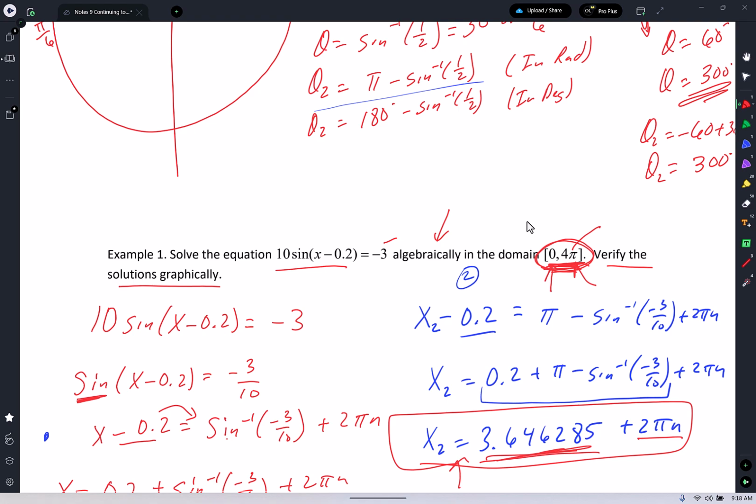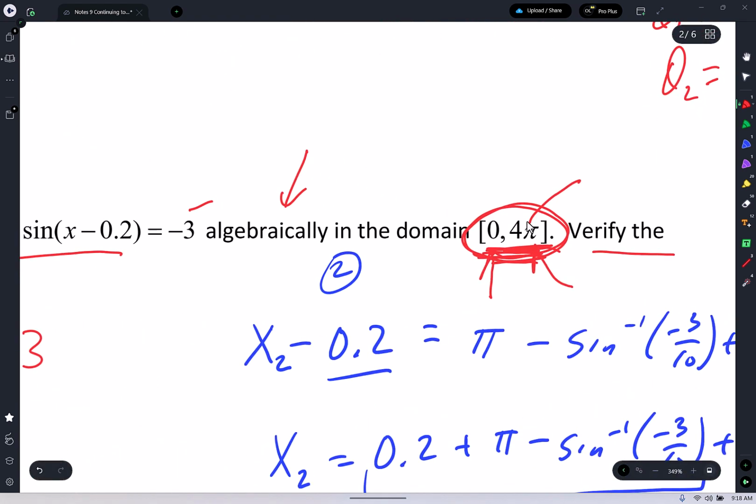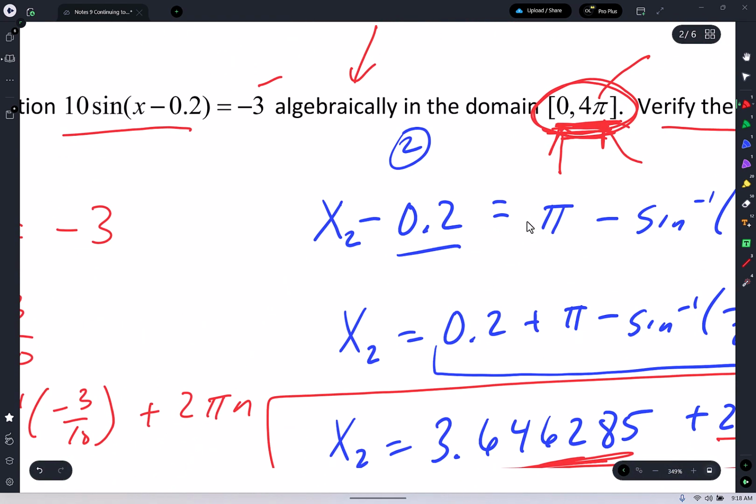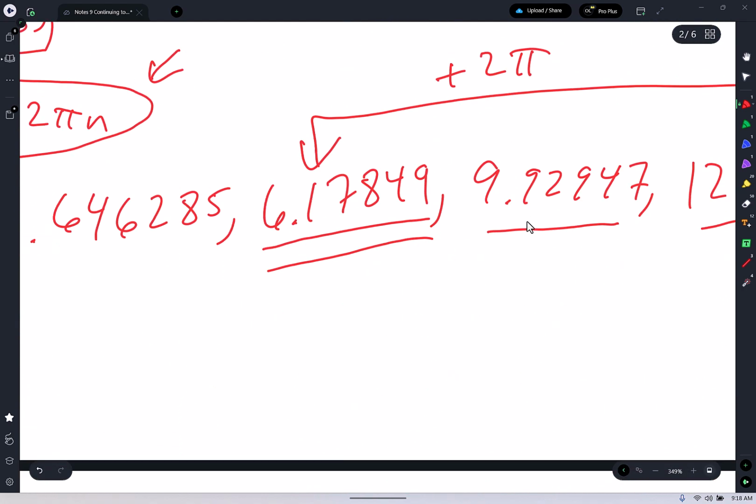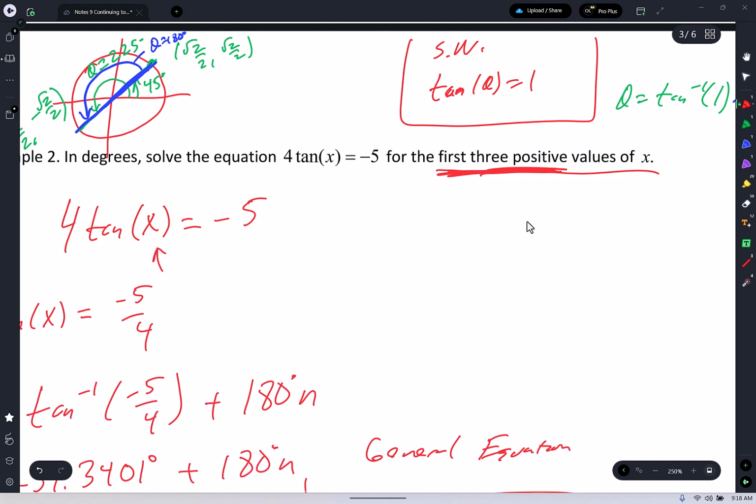See how on this one it wanted answers between 0 and 4 pi? I would still grab a general equation so I can use those to get my answers between 0 and 4 pi. On this one, I wanted my general equation so I can find the first three positive. So it just depends on the context and what you're given.